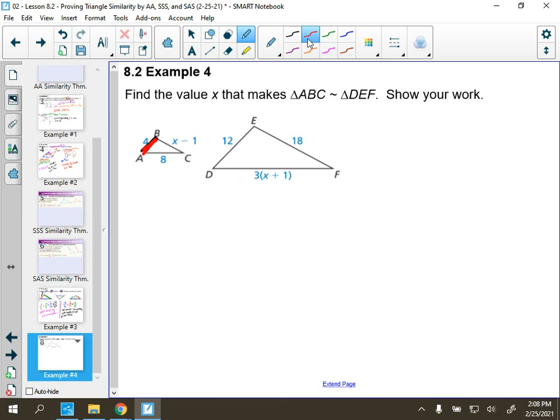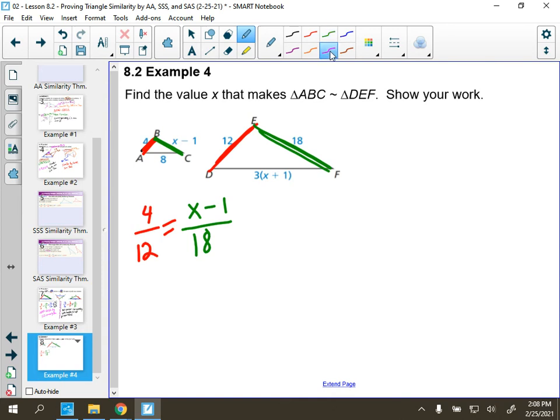If these are truly going to be similar, this BA side, 4, has to partner up with this side the same way that this BC side, which is x minus 1, is going to partner with this side. Let's just start with that one. That has to be true if these are going to be similar. So I basically get the option to make this true. What value of x is going to make this true? I'm going to show a cross multiply here.